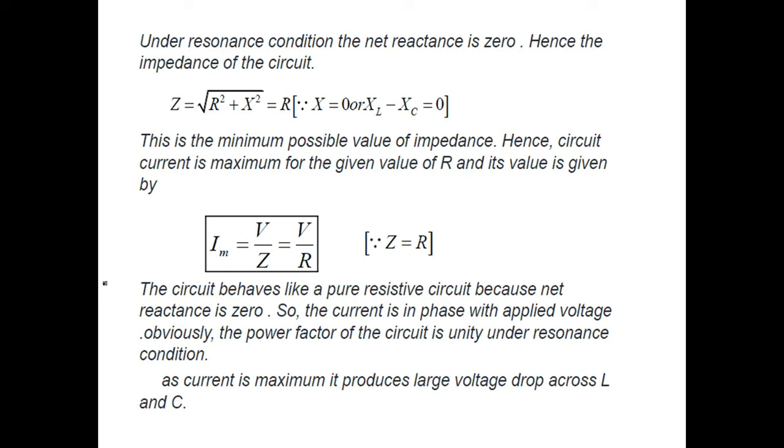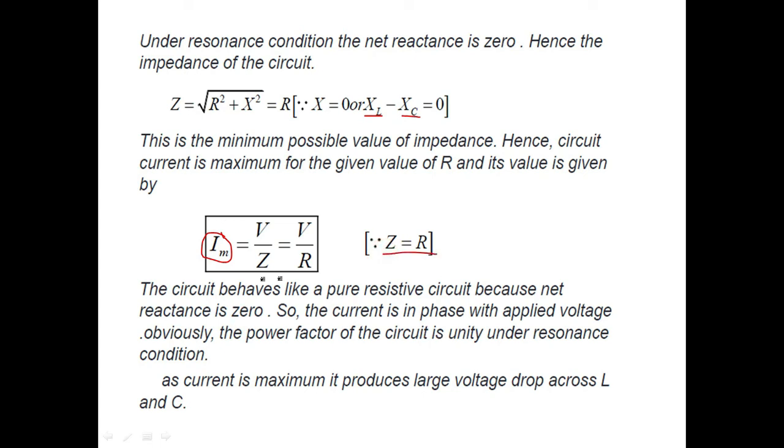Under the resonance condition, the net reactance is 0, and hence the impedance of the circuit is Z equal to the square root of R square plus X square, where X is XL minus XC. Due to resonance, XL and XC are equal, hence Z is equal to R, the minimum possible value of the impedance. Hence the circuit current is maximum for the given value of R, and the maximum current Im is equal to V upon Z, which is V upon R, because Z is equal to R.